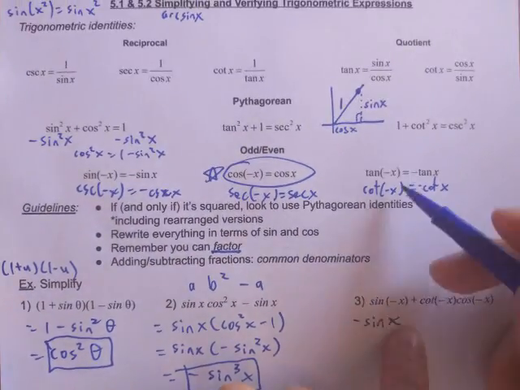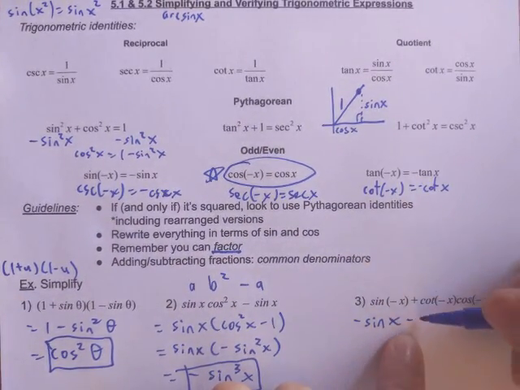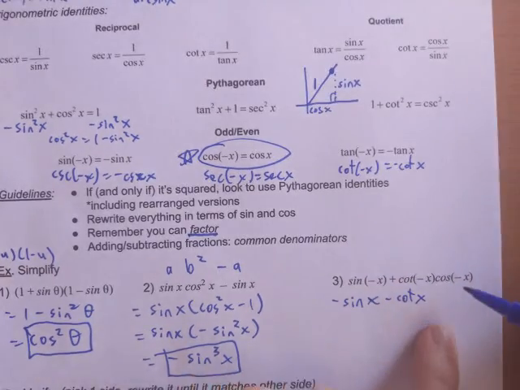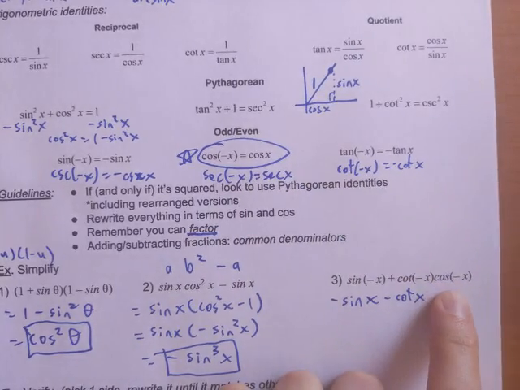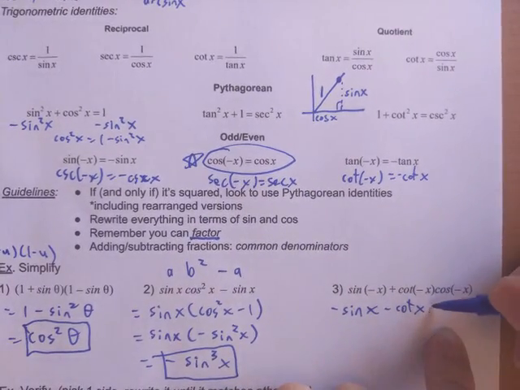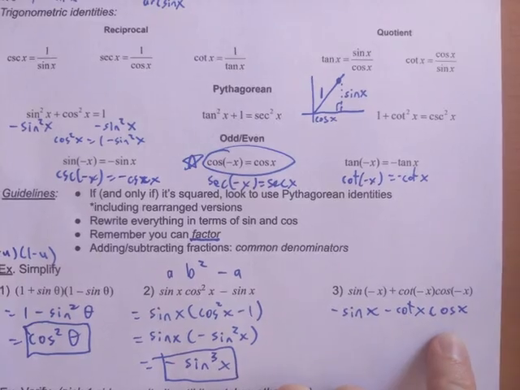So here, tangent being odd means that we do get that negative out there. And then again, cosine is the one to pay attention to. Cosine is the one where the negative can just disappear. And so we'll have cosine x right there.